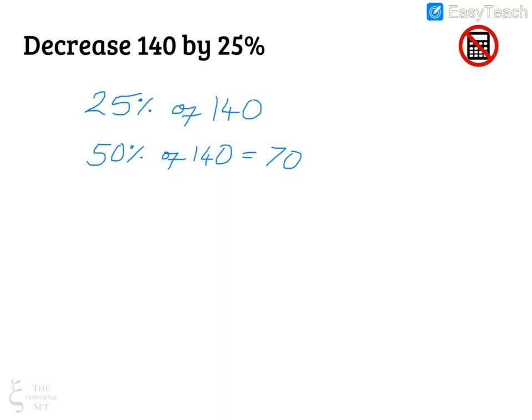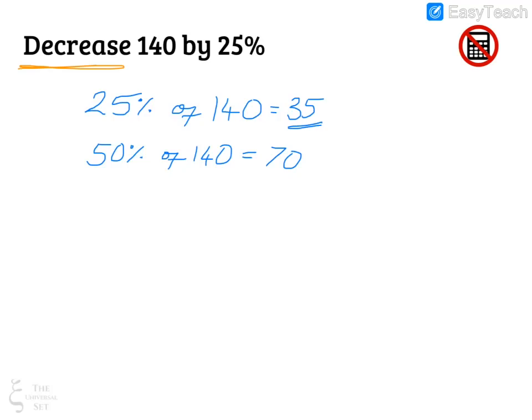25% then is going to be half of this, because I can halve it and then halve it again to find 25%. So what's half of 70? It's 35. Okay, so that's my 25%. Now I need to do this last part, which is to decrease. And decreasing, of course, means getting smaller. So when we're increasing, we have to add it on, it's getting bigger. When we're decreasing, we have to take it away, it's getting smaller.